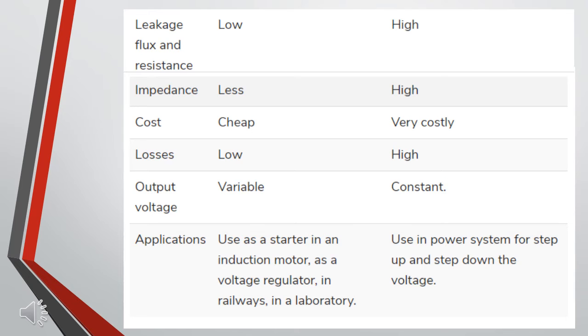So sabi dito, ang autotransformer daw is used as a starter in an induction motor, as a voltage regulator in railways and in a laboratory. Habang doon naman sa conventional transformer, it is used in power systems, which helps it step up or step down the voltage. So yun po.